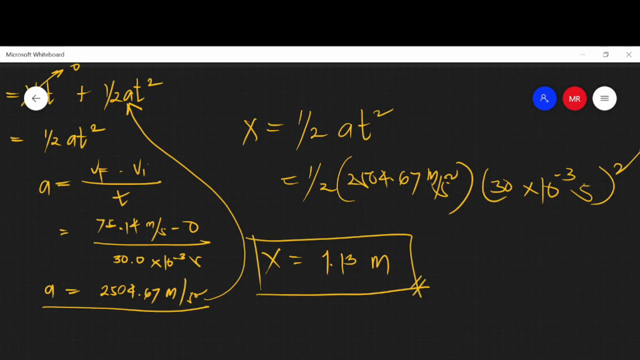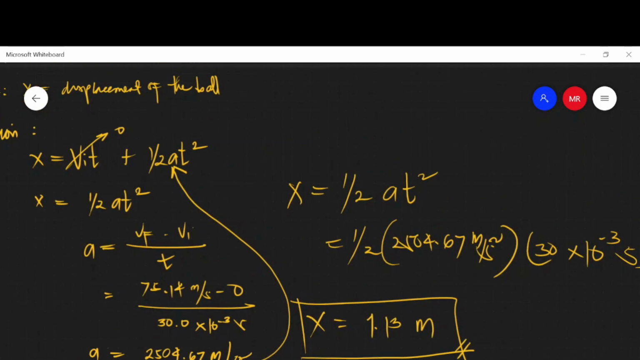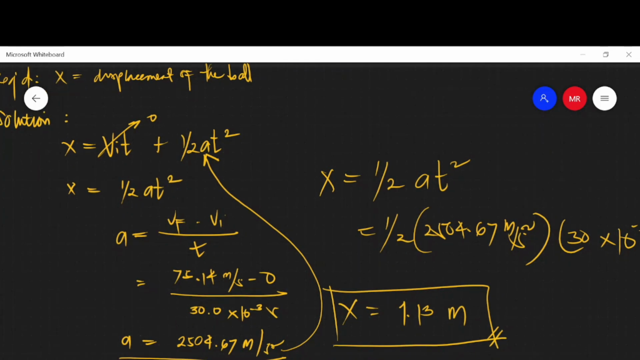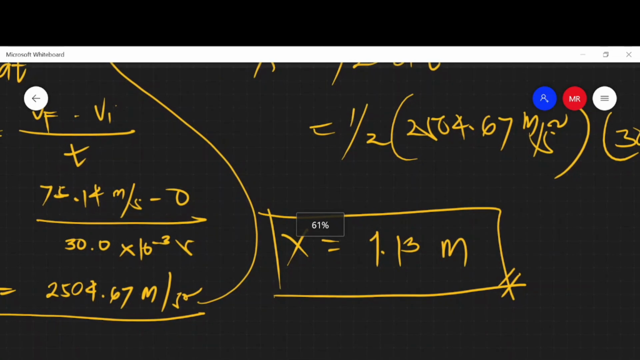So when the racket hits the tennis ball, it was in contact with the tennis ball for 30 milliseconds. It is in contact until this distance of 1.13 meters. After 1.13 meters, the ball is no longer in contact with the racket, and the velocity when the ball leaves the racket is 75.14 meters per second. So our answer for the displacement of the ball during this problem is 1.13 meters.